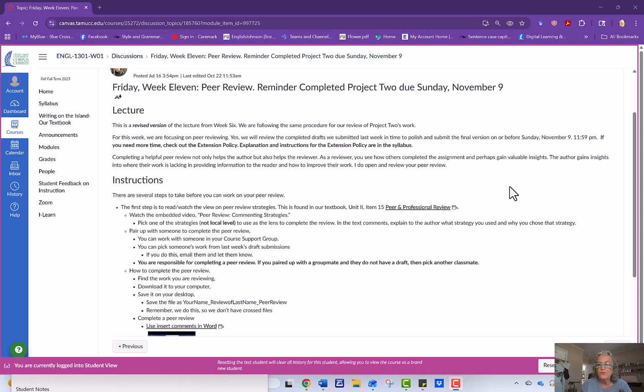Focusing on peer review, the final Project 2 completed document is due Sunday, November 9th by 11:59 p.m. There is an extension policy if you need more time, but do remember November 25th is the last day that you can have an extension to.